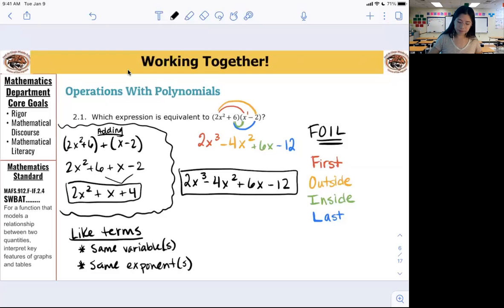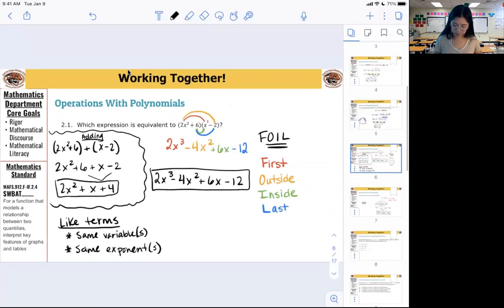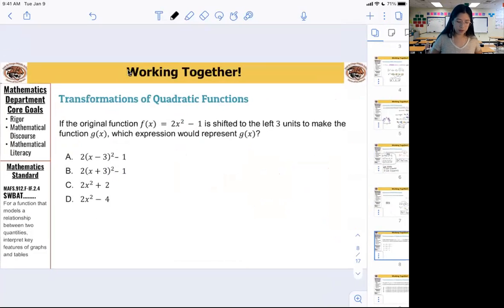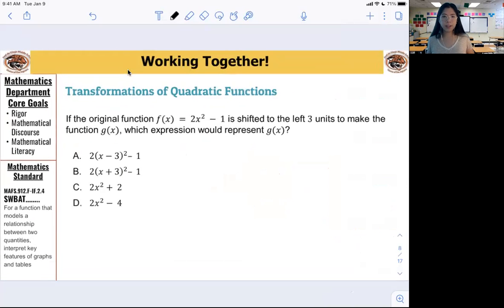All righty. Okay, here we go. Transforming quadratic functions. So let's take a look at this problem and start refreshing our memory about how this works. The original function, f of x equals 2x squared minus 1, is shifted to the left 3 units to make g of x. Which expression would represent g of x?